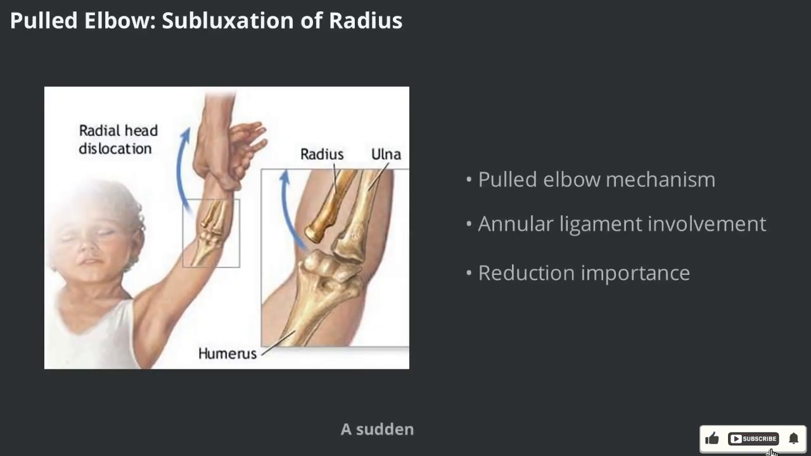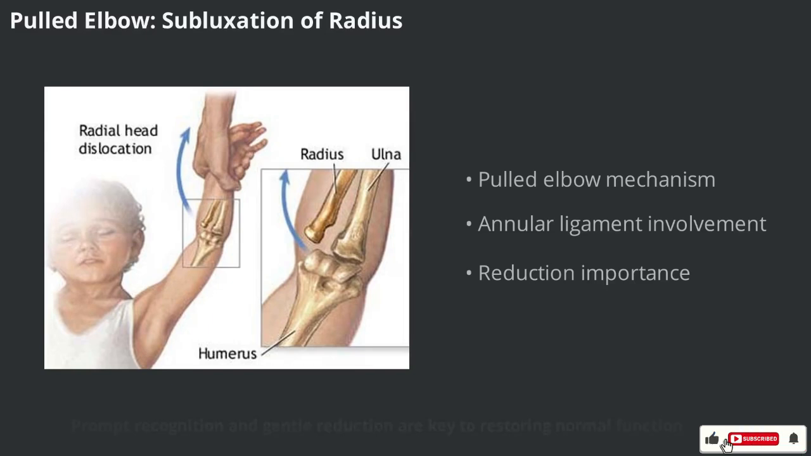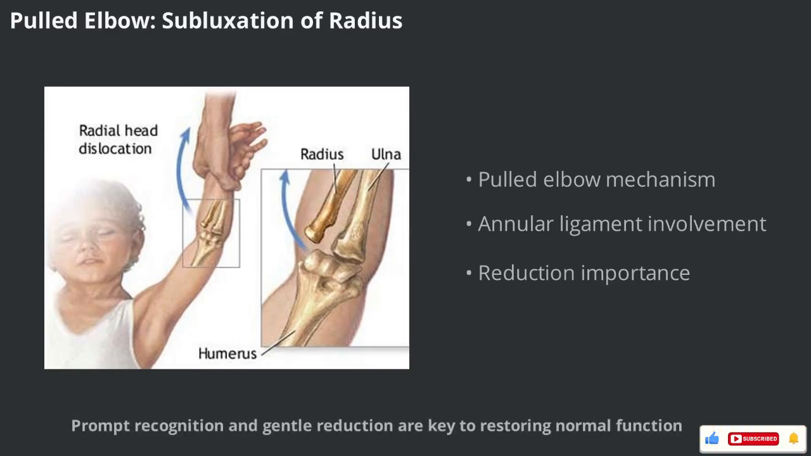Sudden forceful pull on a child's hand can cause subluxation of the head of the radius, commonly known as a pulled elbow. This occurs when the head of the radius slips out from the annular ligament's grip. The child may present with pain and inability to move the elbow. The head of the radius can usually be felt in a hollow behind the lateral epicondyle of the humerus. Prompt recognition and gentle reduction are key to restoring normal function.